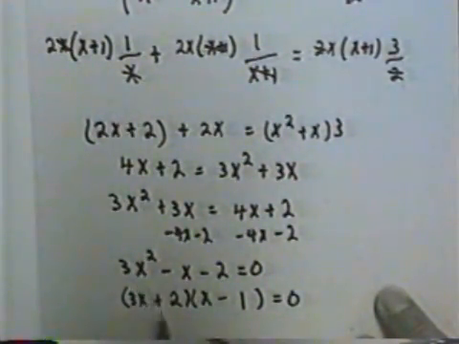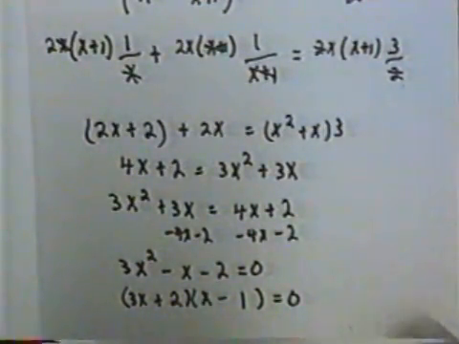3x times x is 3x squared. They give me a negative 3x plus 2x. A negative 3x plus 2x is negative 1x. And then 2 times negative 1 is negative 2.